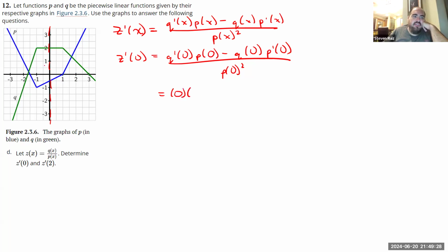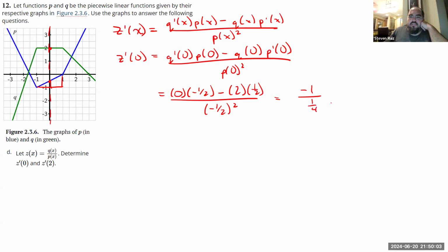So 0 times p of 0, which is going to be -1/2, minus q of 0, which is 2, times p prime of 0, which is going to be +1/2, all over p of 0 squared. So p of 0, we said, once again, was -1/2 squared. So we get -1 over 1/4, which is equal to -4. So z prime of 0 is -4.